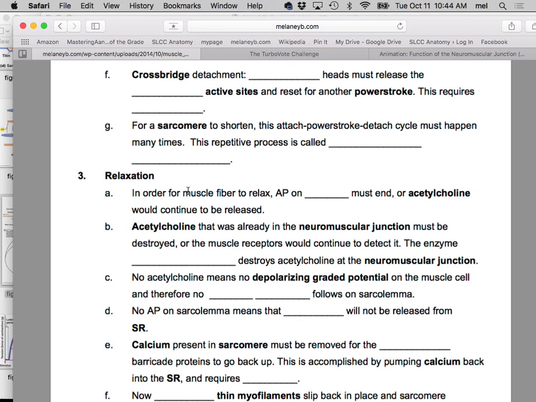No action potential on the sarcolemma means that calcium will not be released from the sarcoplasmic reticulum. Calcium present in the sarcomere must be removed for the blank barricade proteins to go back up. Tropomyosin proteins go back up. This is accomplished by pumping calcium back into the SR and requires ATP.